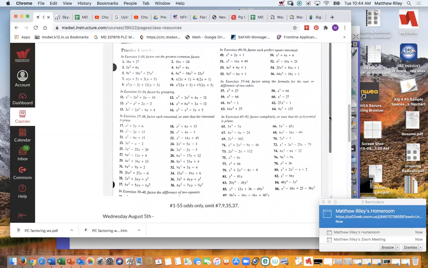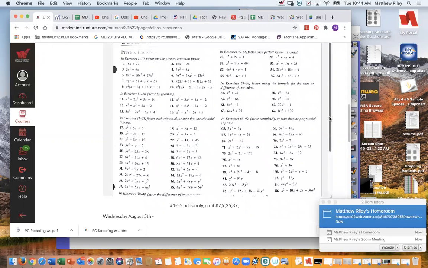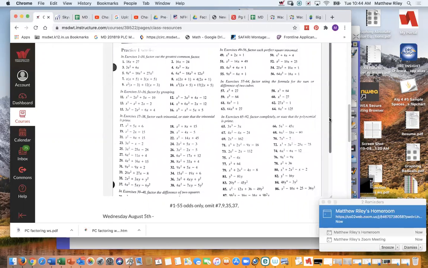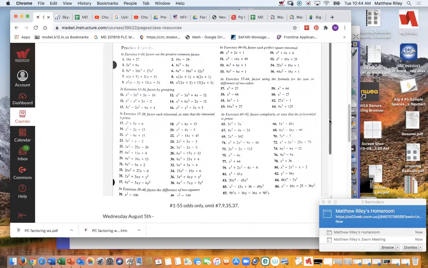So here's all of it. It seems like a lot. 1 through 5, very simple. Number 11 through 15, that's what we just did today.